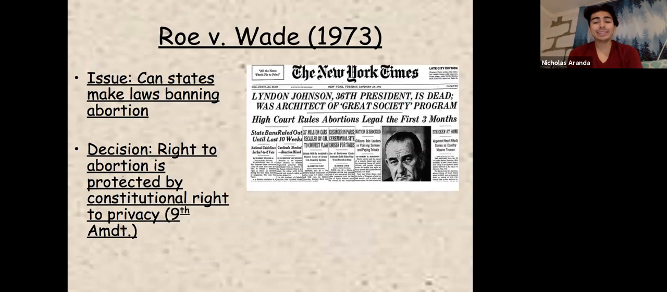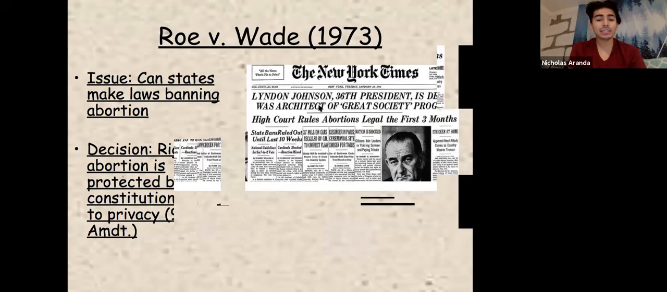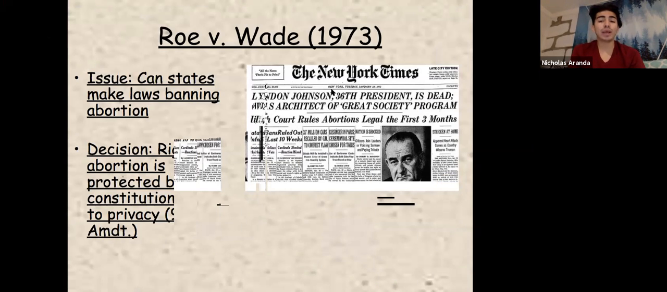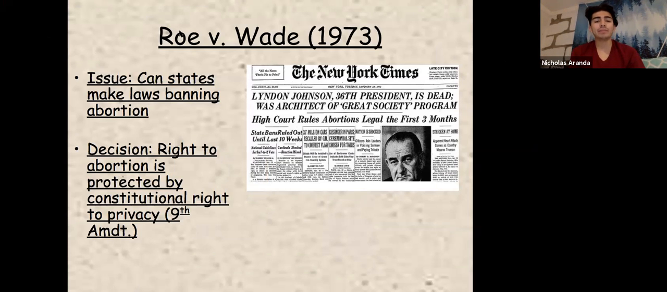Roe v. Wade in 1973 is a very famous court case. It asked whether states can make laws that ban abortion. The decision was that individuals have a right to abortion, as protected by their constitutional right to privacy, which means that states cannot make laws banning abortion.